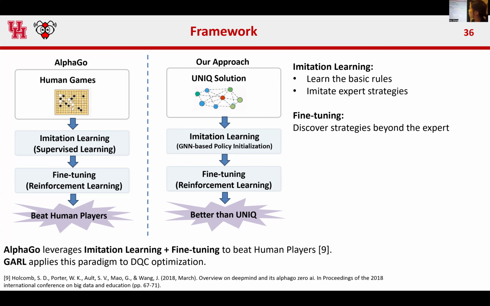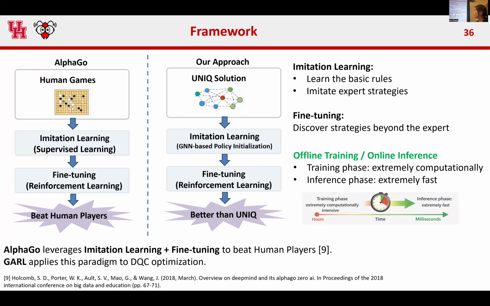It is similar to our third work, okay? Our approach also has 2 steps. One is imitation learning. We will let the unique solution, the second work solution, be the expert data set, and then use imitation learning to imitate the expert strategies. The second step is fine-tuning. We will find some strategies beyond the unique solution, and finally we can get an execution plan better than the unique, better than the second work.